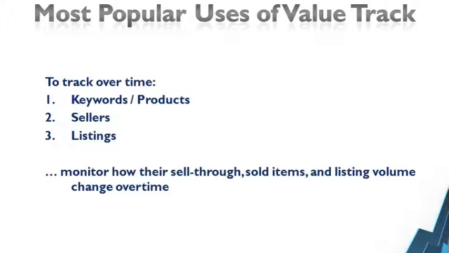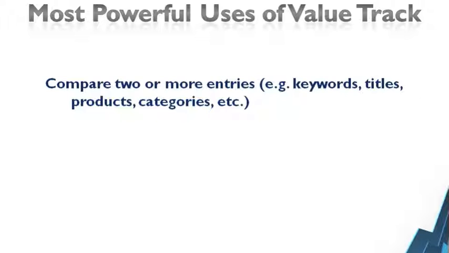Most sellers using ValueTrack primarily use the feature to track a keyword, seller, or listing to see how their performance metrics perform over time, such as success rate, listing volume, or average selling price. However, ValueTrack's functionalities far exceed the single-dimension nature mentioned previously. You often hear the phrase, "You are only as good as your competition." One of ValueTrack's most powerful features is its ability to compare the performance of 2 or more entries over time.